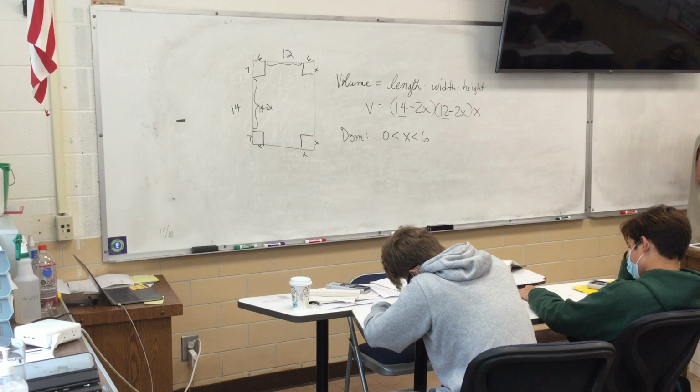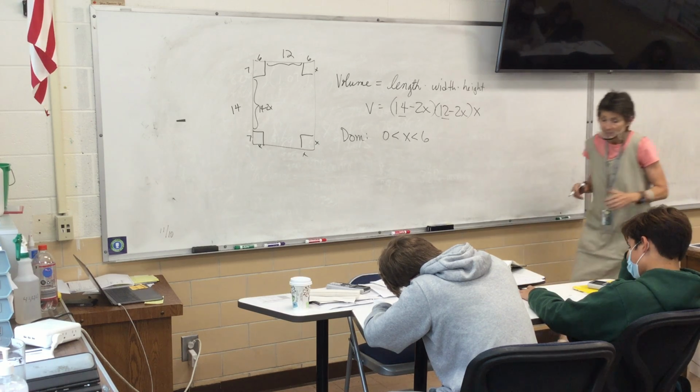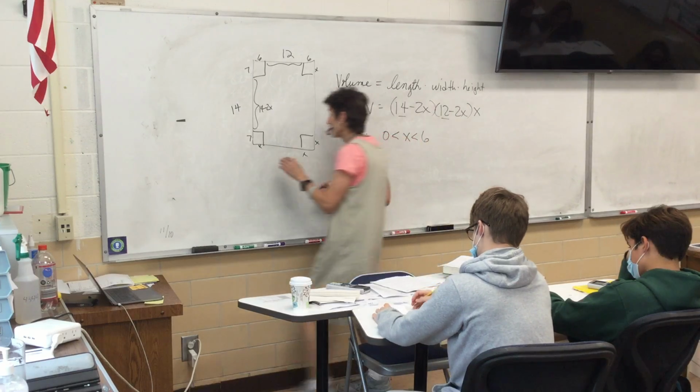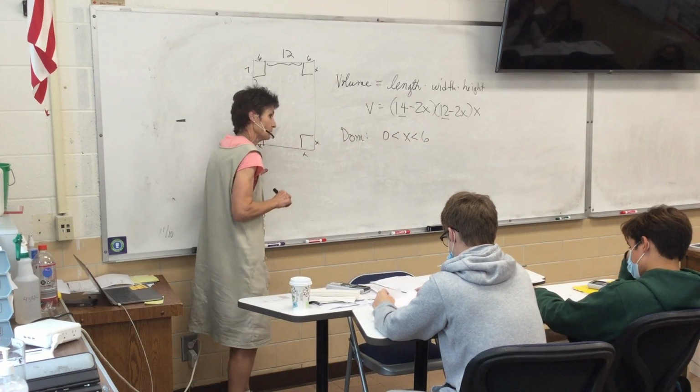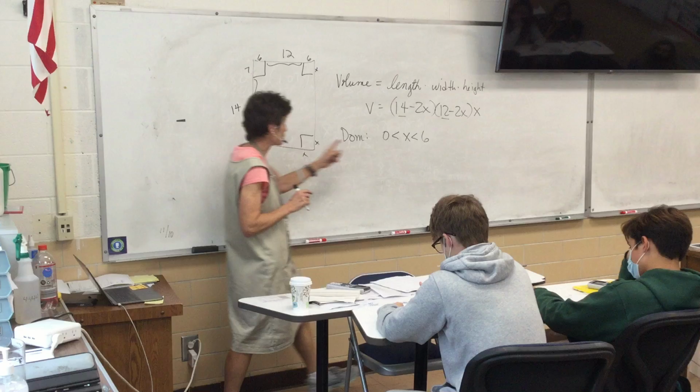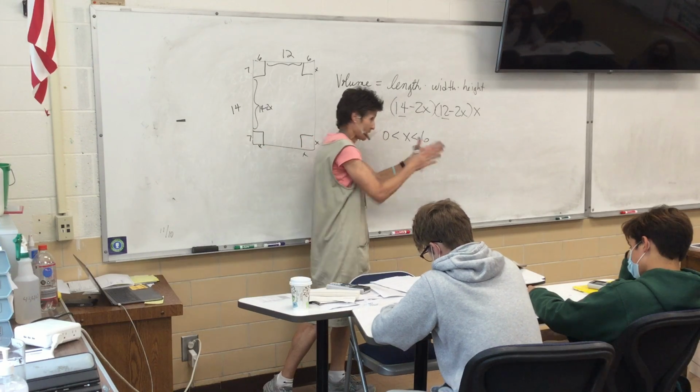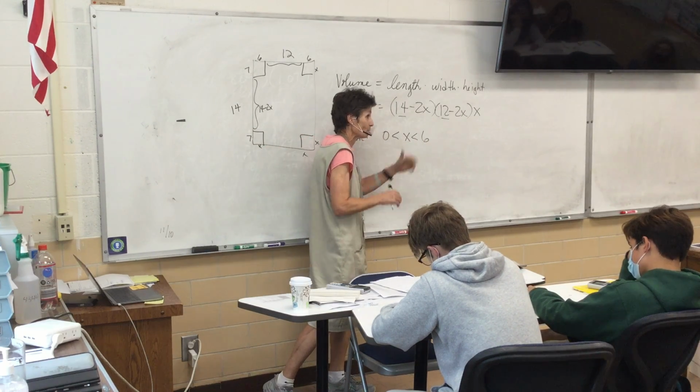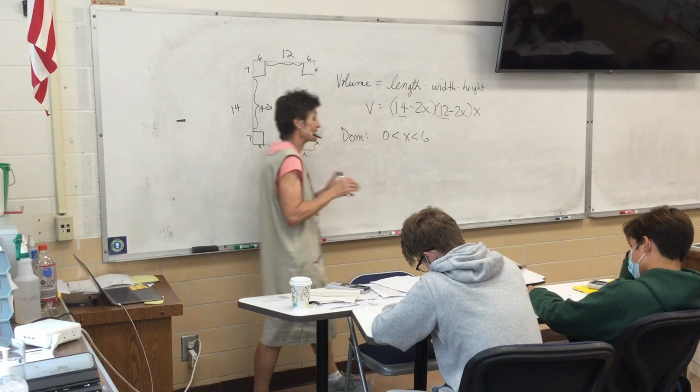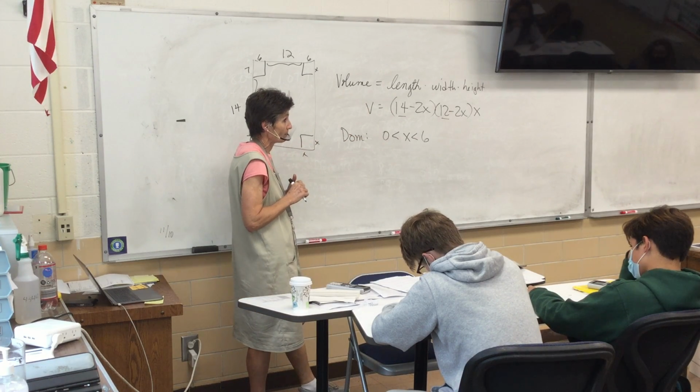No, we want the domain. So the domain is all the possible x's. So the only answer is 0 to 6. Those are the possible x's. Now, could x be 4, Olivia? Absolutely. I don't know what x actually is. I know it's in between here, but it could be 4, or 5, or 2, or 1.6. That's what we're going to figure out in the next part of the problem.